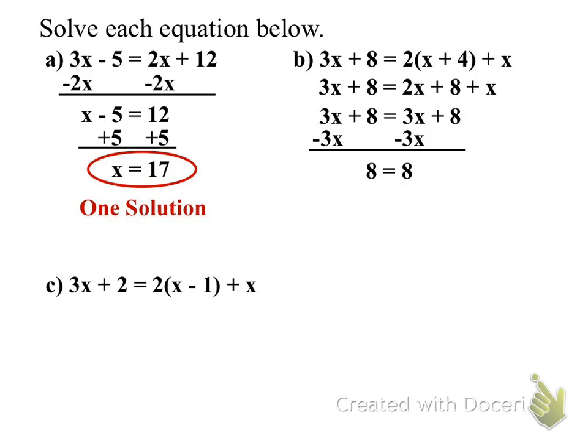What this means is there are infinitely many solutions. Any number you substitute in for x would make it a true statement. So what we do is we say that any real number is the solution. x can be any real number. Infinite amount of solutions.